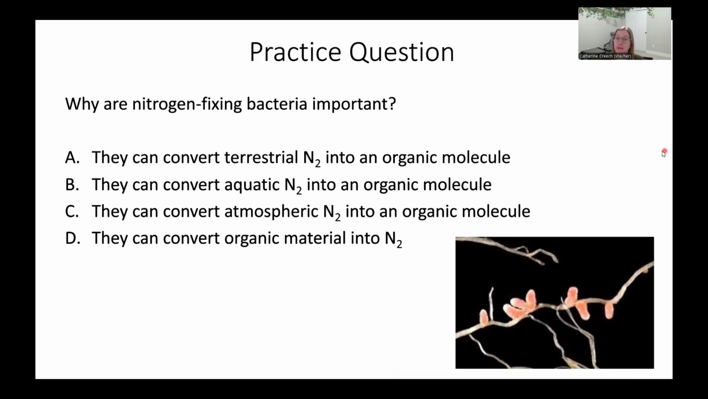Why are nitrogen fixing bacteria important? We know fixing means taking an inorganic and making an organic. So that's what our goal is. Where's our reservoir? Atmospheric nitrogen. So that is going to be our answer. It's going to be C.